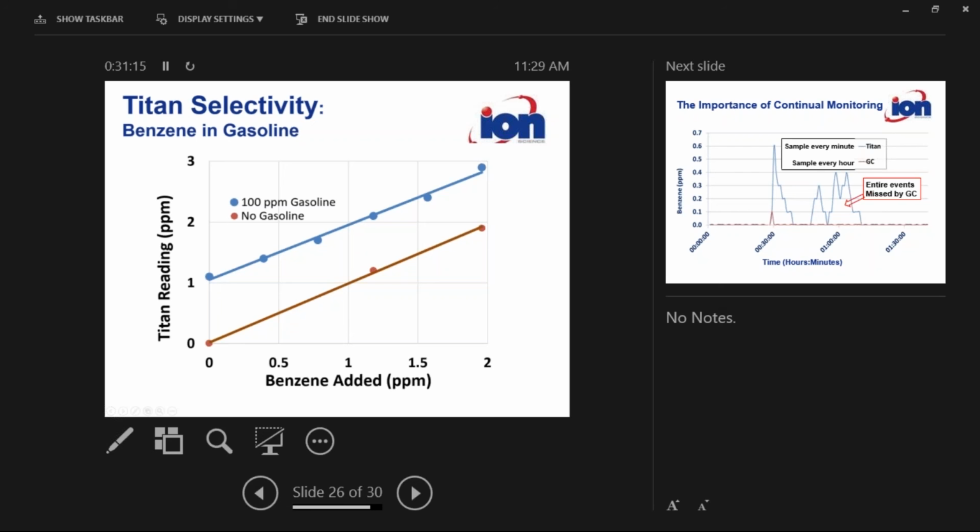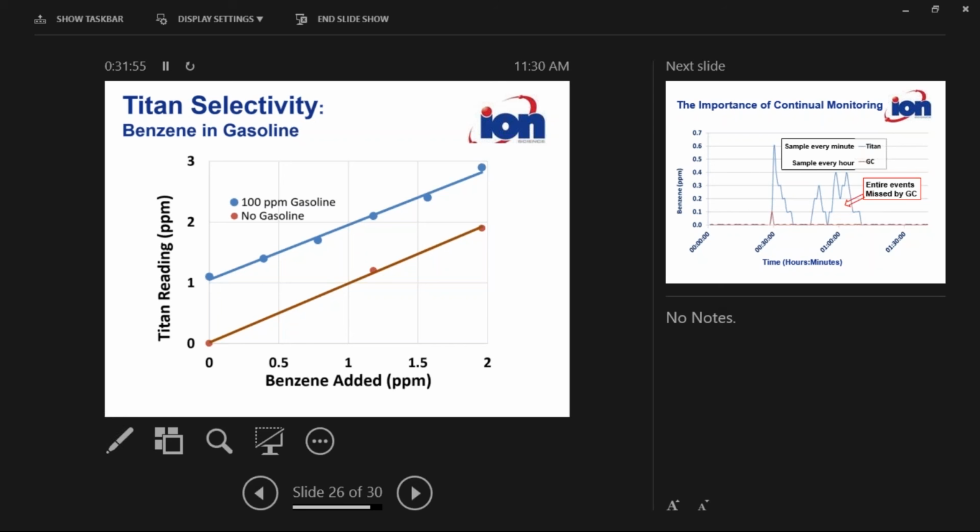So we added small increments of 0.4 ppm benzene to this gasoline sample, and as you increase, you get this linear line. And if you do the same thing without any gasoline present, you get this line. The slopes of these lines are the same, indicating that the gasoline components are not suppressing or somehow interfering with this measurement. Because when you add a known amount of benzene, you get the same amount of increase in signal whether you have that gasoline present or not.